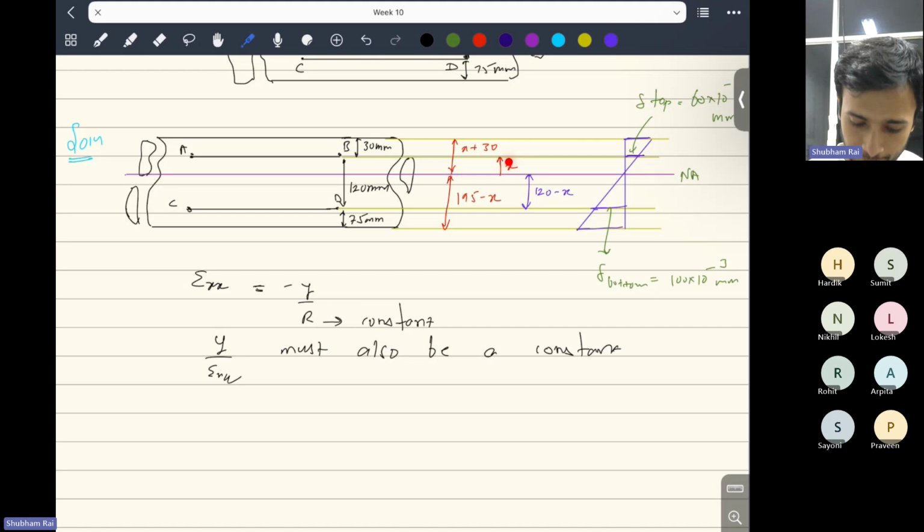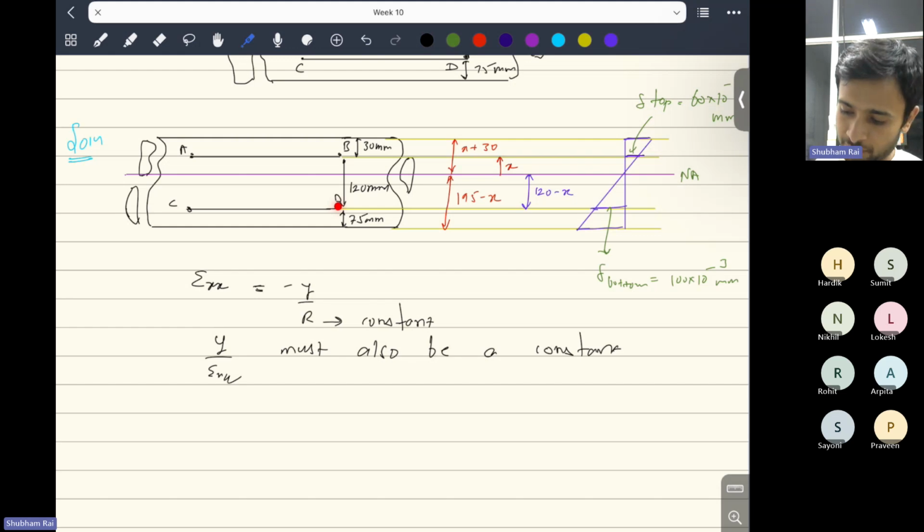Okay, so let me equate this quantity. This is a constant. This will be a constant quantity across the section of the beam. So let me equate it for this point here, B, and point D. I mean, for the top fiber and for the bottom fiber.